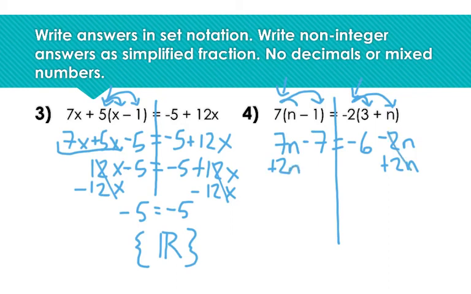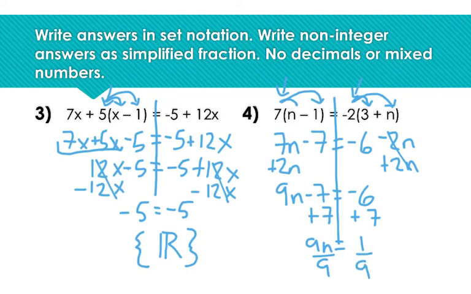So all the n's are gone on the right side of our equation. On the left we have 9n's minus 7 equals negative 6. Now we're going to add 7 to both sides to undo the subtraction of 7. And that gives us 9n's is equal to 1. Now we're going to divide by 9 to get n by itself. And so we have here n is equal to 1/9.